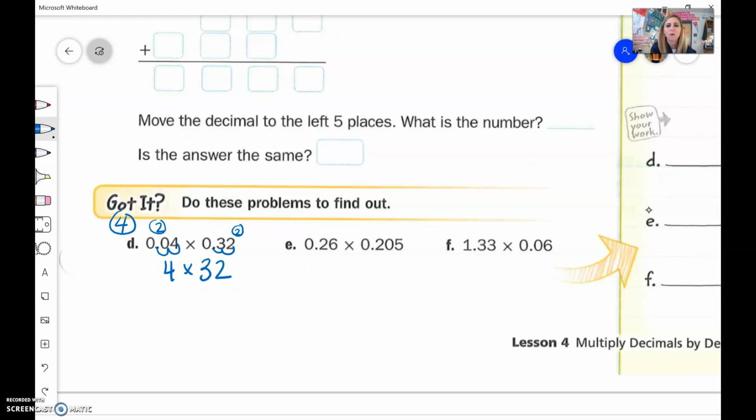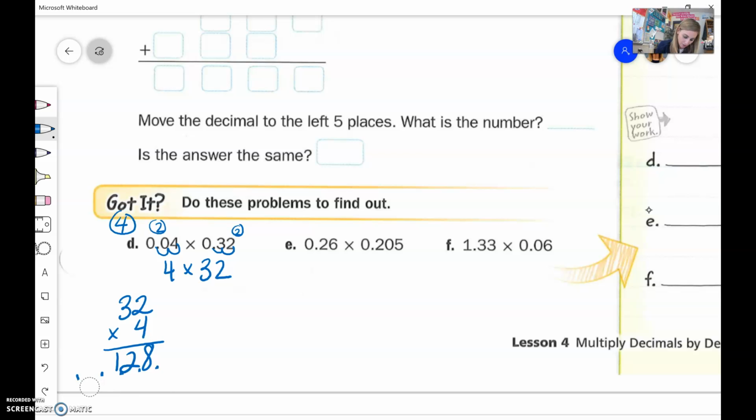Do I want to put that 4 on top? No. Guys, take a look. Your bigger number goes on top when we're multiplying. So 32 times 4, and I have 8, and I have 12, and I have to move it in 4 places. So here we go. 1, 2, 3, 4.